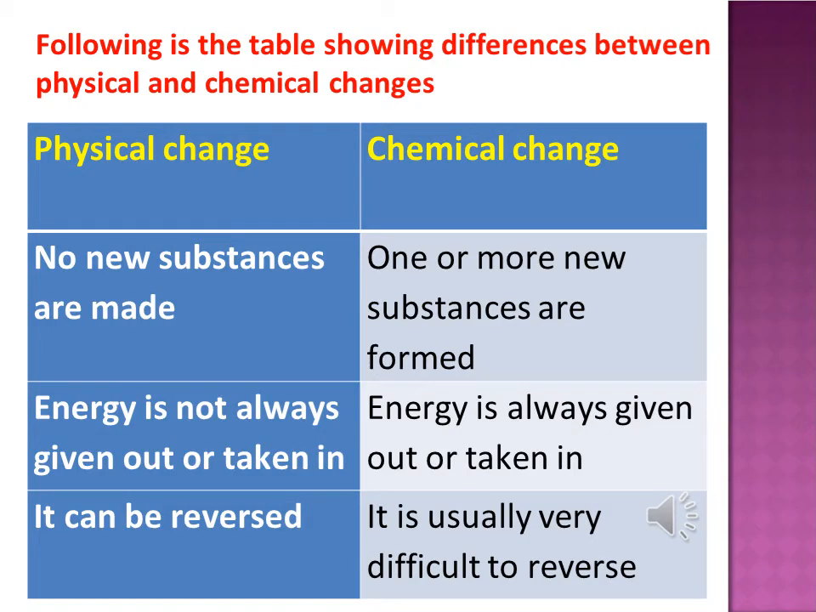Following are some differences between physical and chemical changes. Physical changes: in physical changes no new substances are made, energy is not always given out or taken in, and the last thing about physical changes is that they can be reversed. Chemical changes: in the chemical changes one or more new substances are formed, energy is always given out or taken in, and they are usually very difficult to reverse.